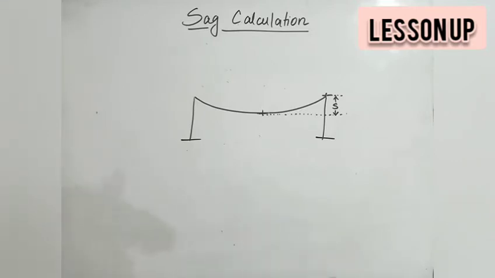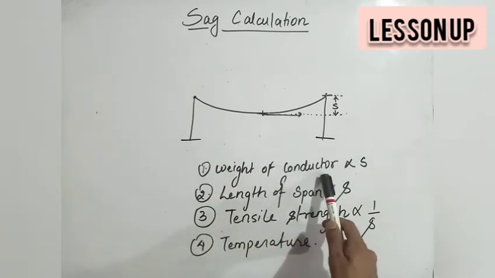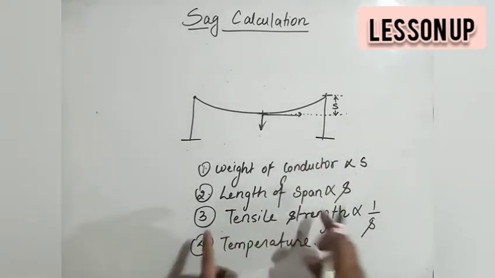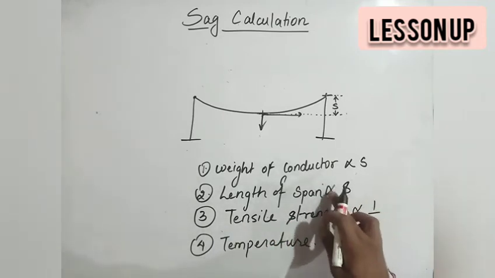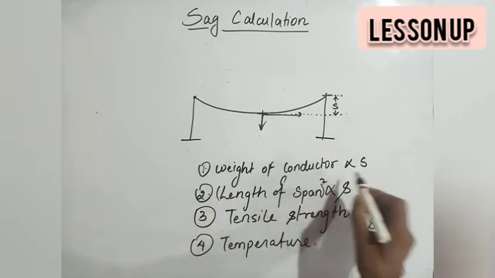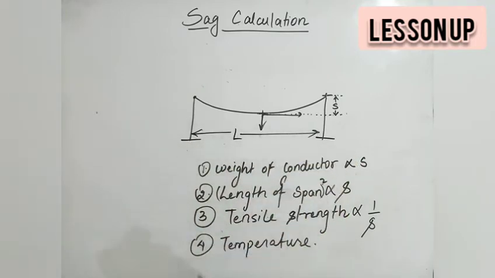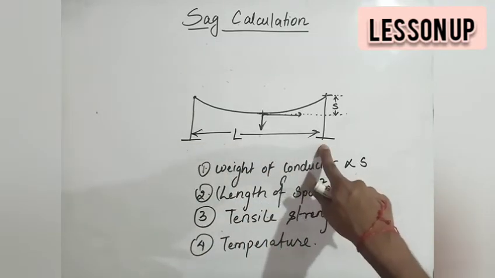The factors that affect sag are: first, the weight of the conductor, which is directly proportional to sag. Next, the length of the span. Sag is directly proportional to the square of the length of the span. This is the length of a span, which is the span between two supports.